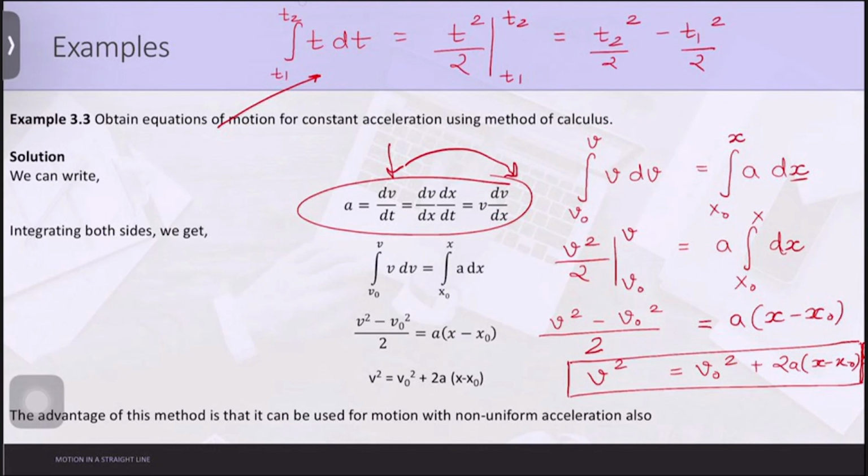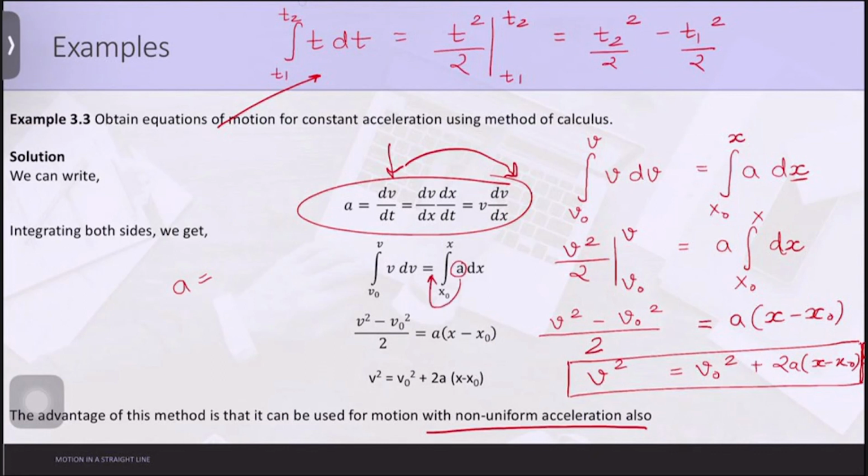First, using simple methodology, simple mathematics, using our concepts of area under the curve, etc. And now we are deriving this using the method of calculus. The advantage of this method is that it can be used for motion with non-uniform acceleration also. Let us say this a is constant now, so what we did was we put a outside this integral.